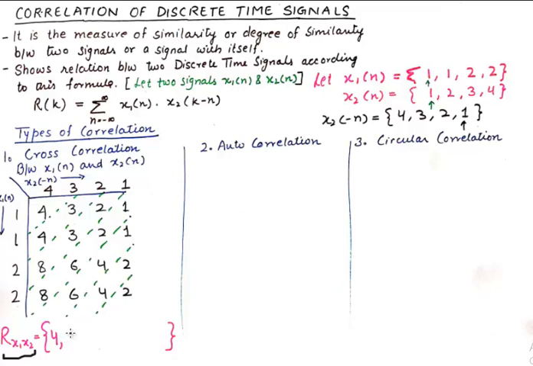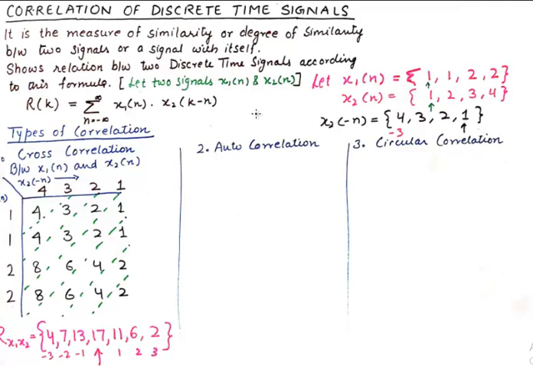So the answer will be 4 and 7, and progressively we'll find all the answers. But the fact here is, where will the origin lie? The answer is pretty simple. The leftmost sample will be -3 plus 0, so it will be at -3, and the rightmost sample will be at 3. This has already been discussed in the previous video.